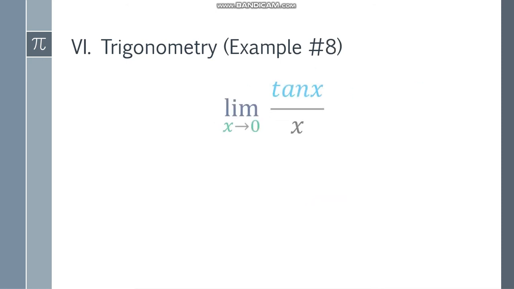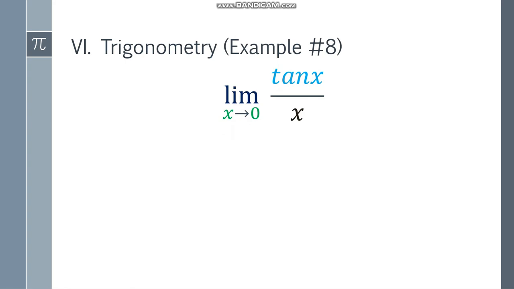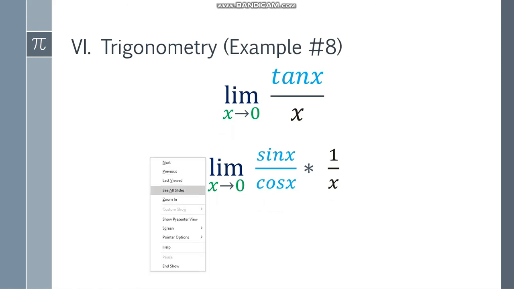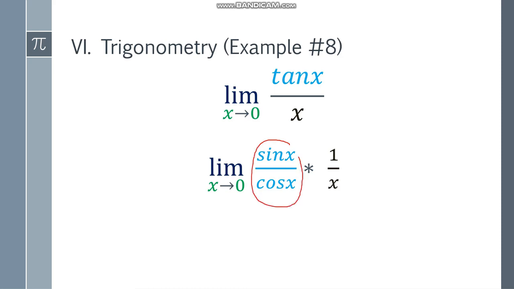What if we have like this? The limit of the function tan x over x as x approaches 0. Remember your trig identities. So tangent is sine over cosine. So I'll put it like this one. Sine x over cosine x. Now we have a denominator of x, so I'll multiply 1 over x here.